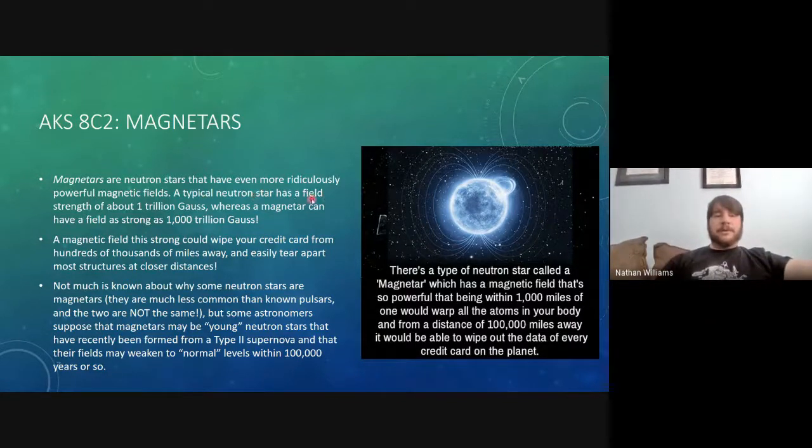So a typical neutron star has a field of about 1 trillion Gauss in strength. And again, Gauss is a unit of magnetic strength, kind of like we've mentioned Teslas and nanoteslas before. Gauss is another unit that can measure the same thing. Again, a normal neutron star's field is about 1 trillion Gauss in strength. Earth's is about 1 Gauss, excuse me. So again, just no comparison. But a magnetar can be about 1,000 times more powerful. Again, it can be measured in 1,000 trillion Gauss for its magnetic field strength.